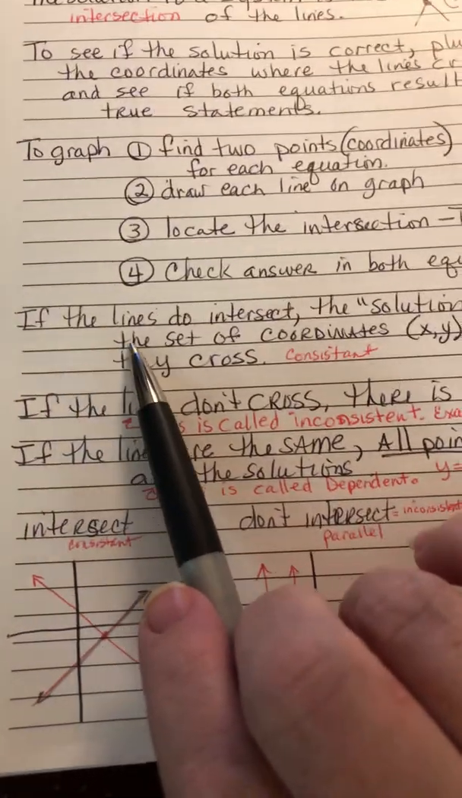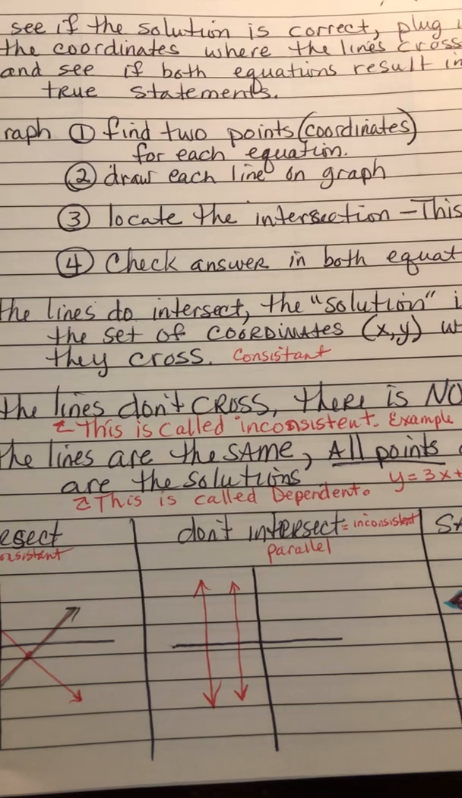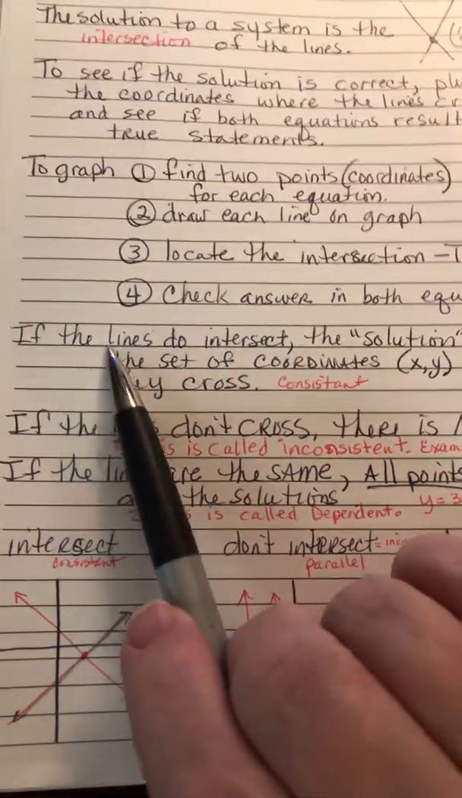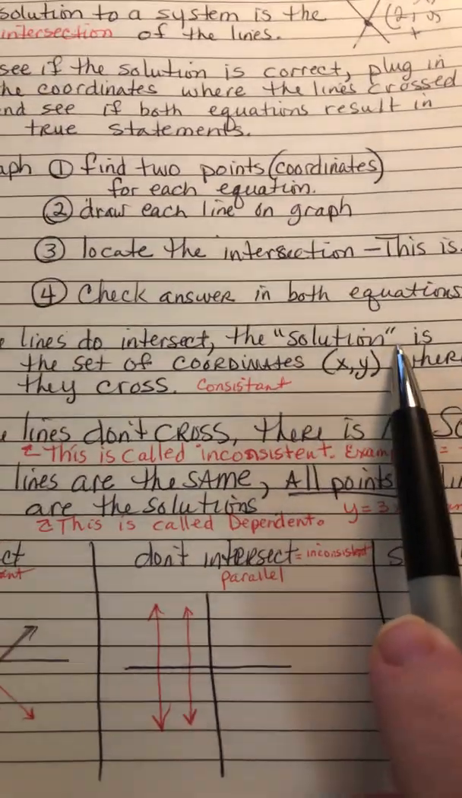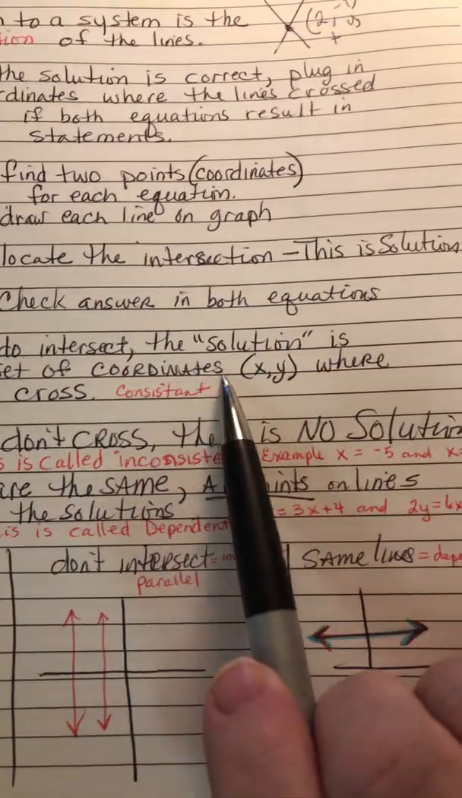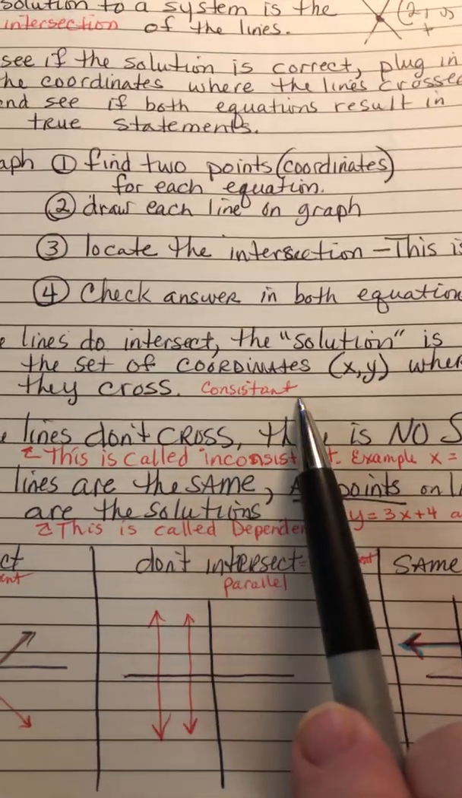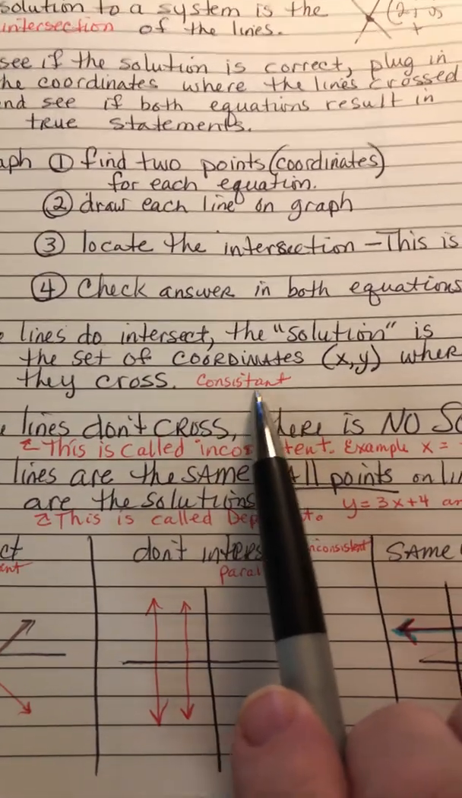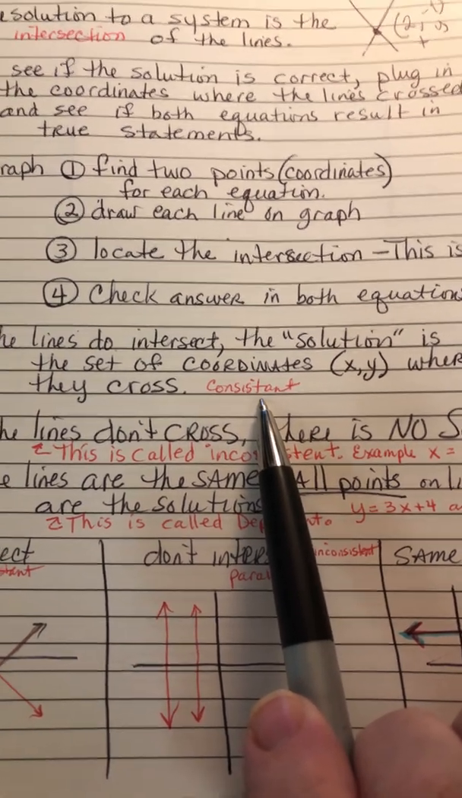All right, now if the lines do intersect, because sometimes they don't intersect, and I'll tell you that in a minute, but if the lines do cross, the solution is the set of coordinates for x and y where they crossed. And this is called a consistent system. It's the good kind. It's the easier kind, okay?